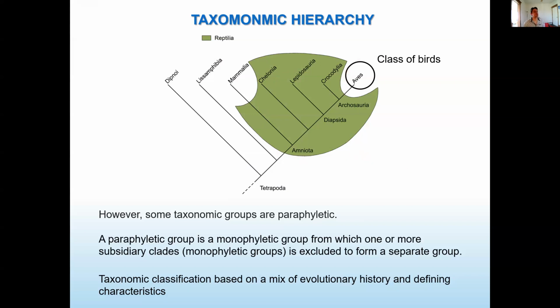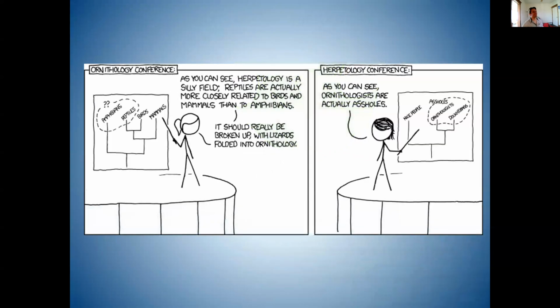And this leads to taxonomic classification being based usually on a mix of evolutionary history and defining characteristics. And that brings us to one of the great debates. So if you go to an ornithology conference, so that's birds, they'll tell you that herpetology is actually a silly field. Reptiles are actually more closely related to birds and mammals than to amphibians. It should be broken up with lizards folded up into ornithology.